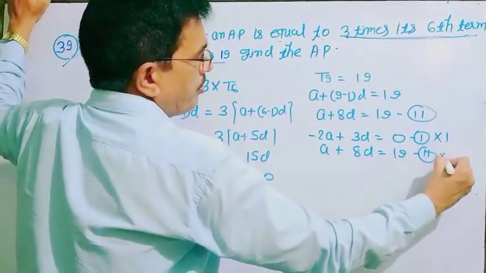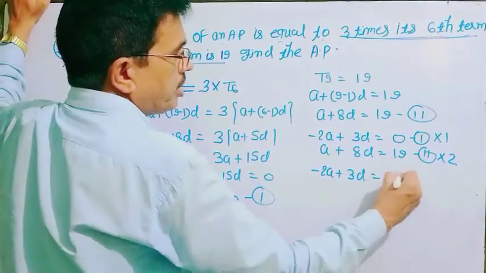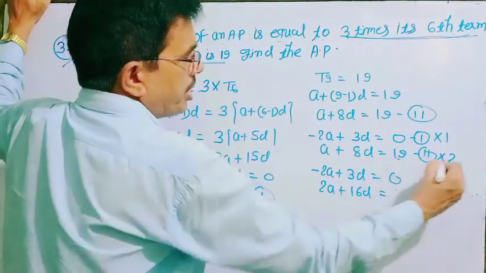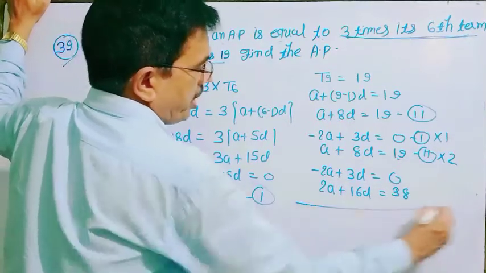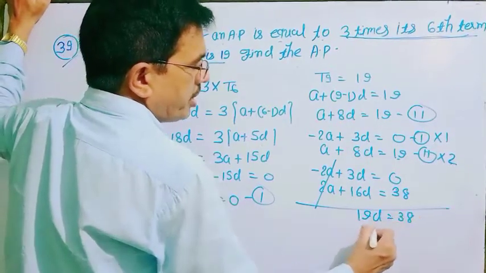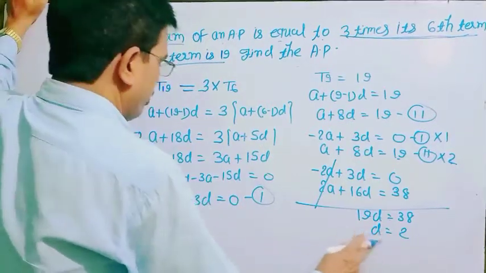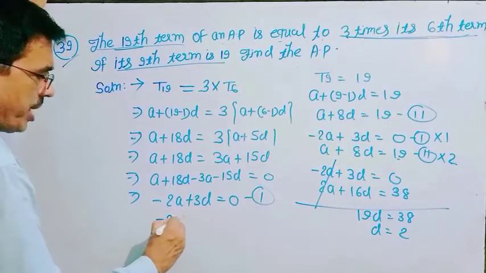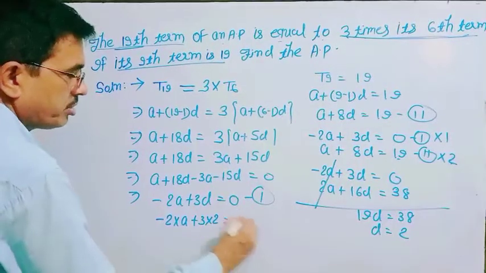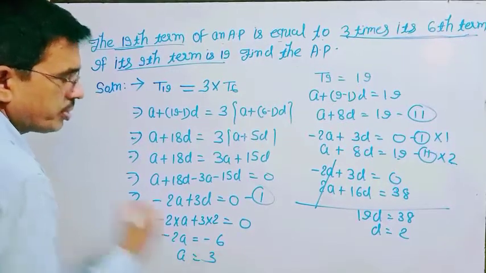You multiply the first by 1 and the second by 2. Then minus 2A plus 3D is equal to 0, and 2A plus 16D is equal to 38. Then adding them, the A terms cancel. Here 19D is equal to 38, then D is equal to 2. If D is equal to 2, then substitute the value here: minus 2 into A plus 3 into 2 is equal to 0. Then minus 2A is equal to minus 6. Then A is equal to 3.